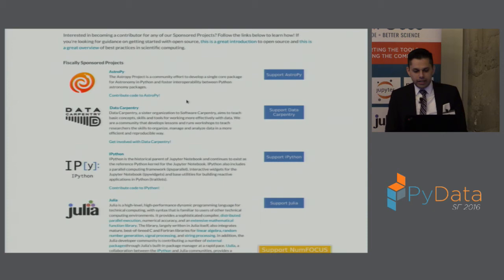Stan is a project coming out of Columbia, coming out of Andy Gelman's research group. It's a statistical modeling tool. Stan has its own DSL for defining statistical models, and then they wrote a C++ library to take that DSL, parse it, and compile it, and then provide analysis given your model. It's a very powerful tool.